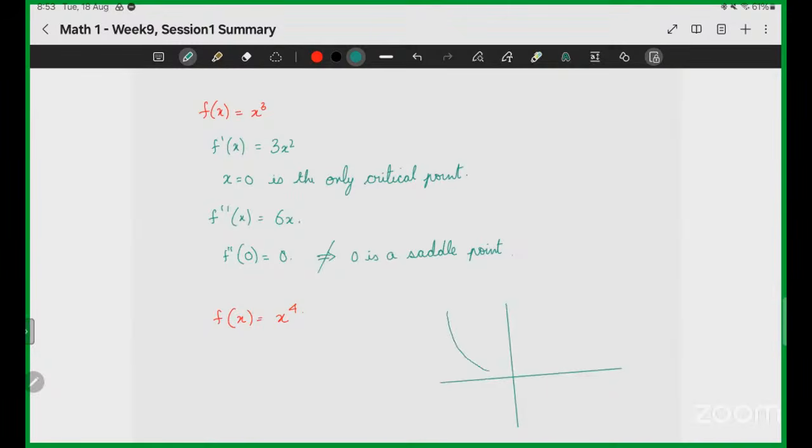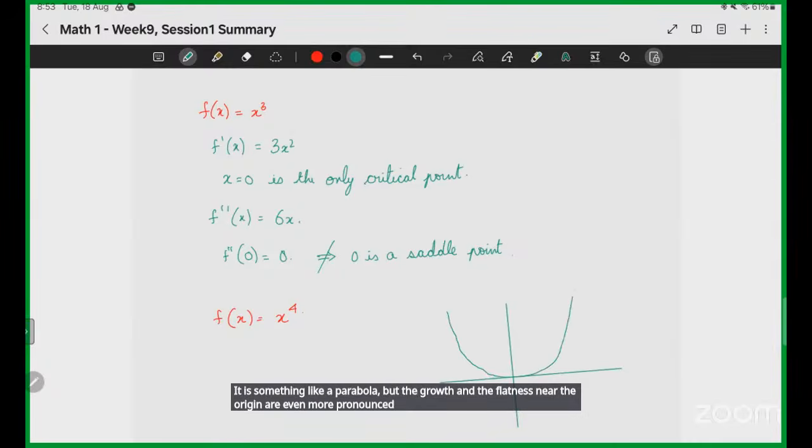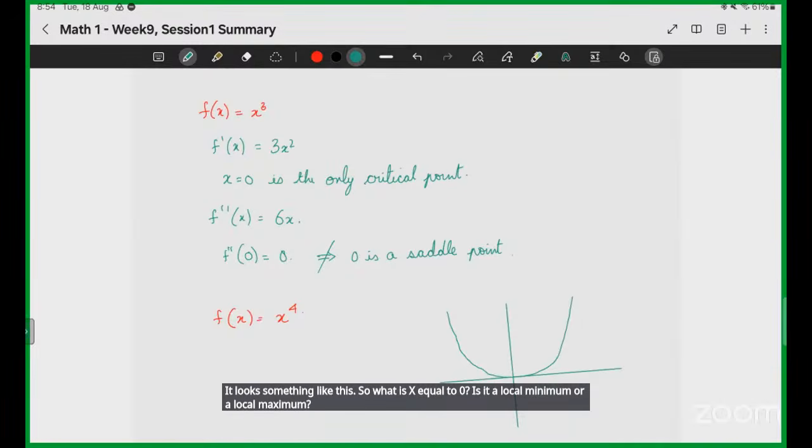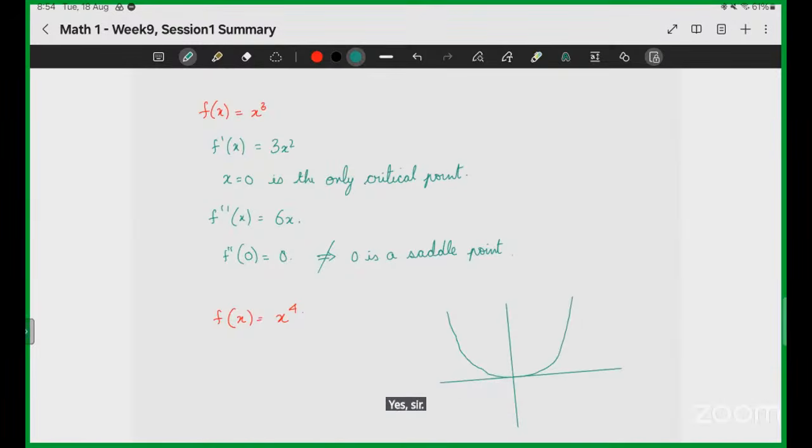It is something like a parabola, but the growth and the flatness near the origin are even more pronounced. So it looks something like this. So what is x equal to 0? Is it a local minimum or a local maximum? Local minimum. It's a local minimum.